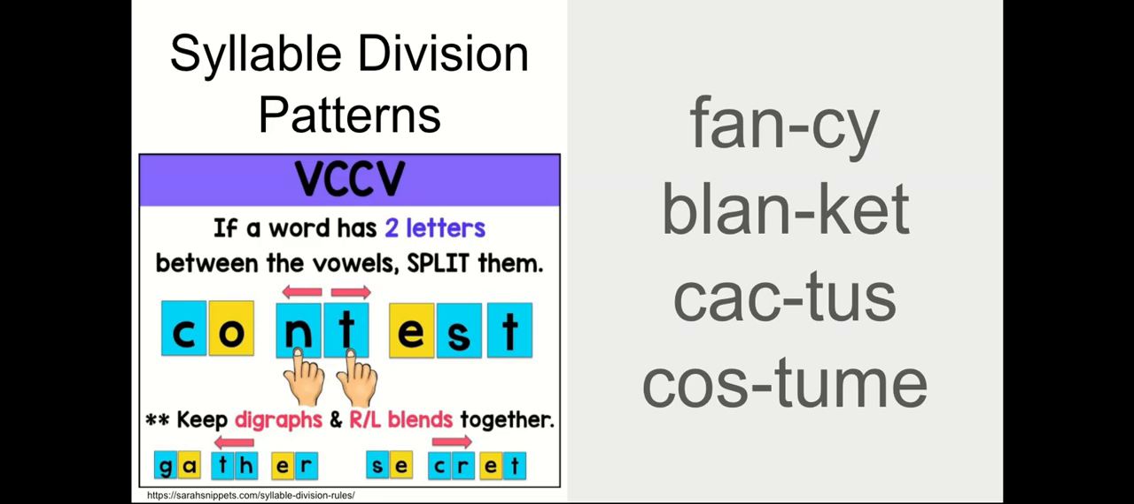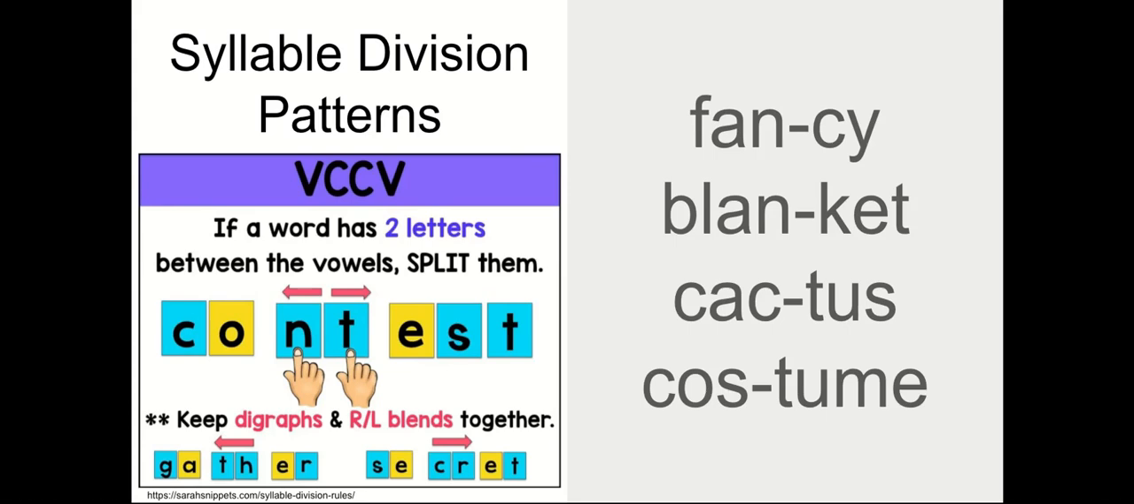V stands for vowel and C stands for consonant. So this would be vowel, consonant, consonant, vowel. If you have a word with the vowel, consonant, consonant, vowel syllable division pattern, it will have two consonants between two vowels. If that happens, you split the consonants between the vowels to find the syllable. If it's a digraph like TH or an R/L blend like CR, you keep those together and push them to one side or the other.